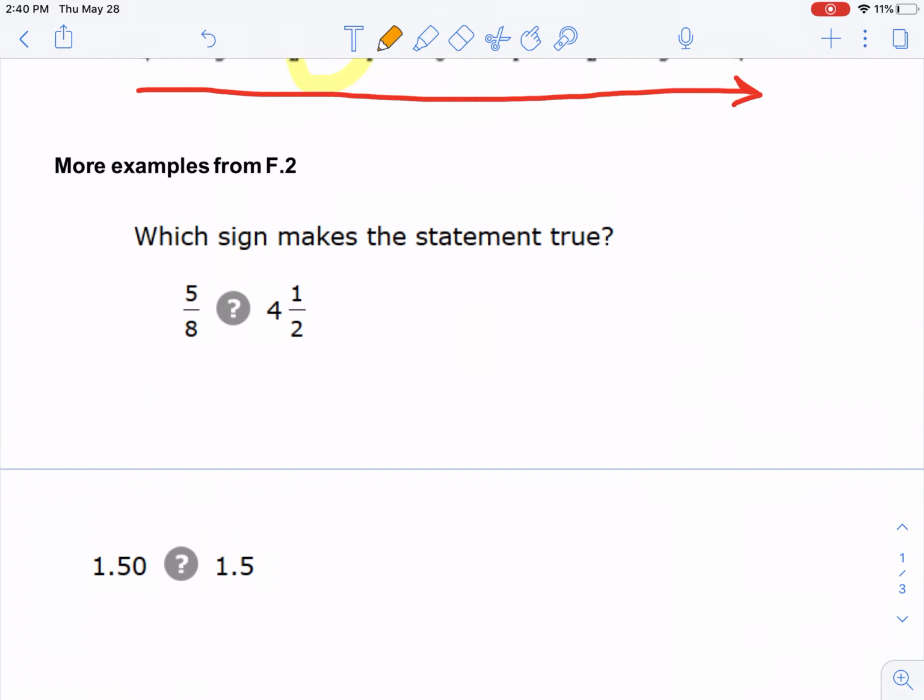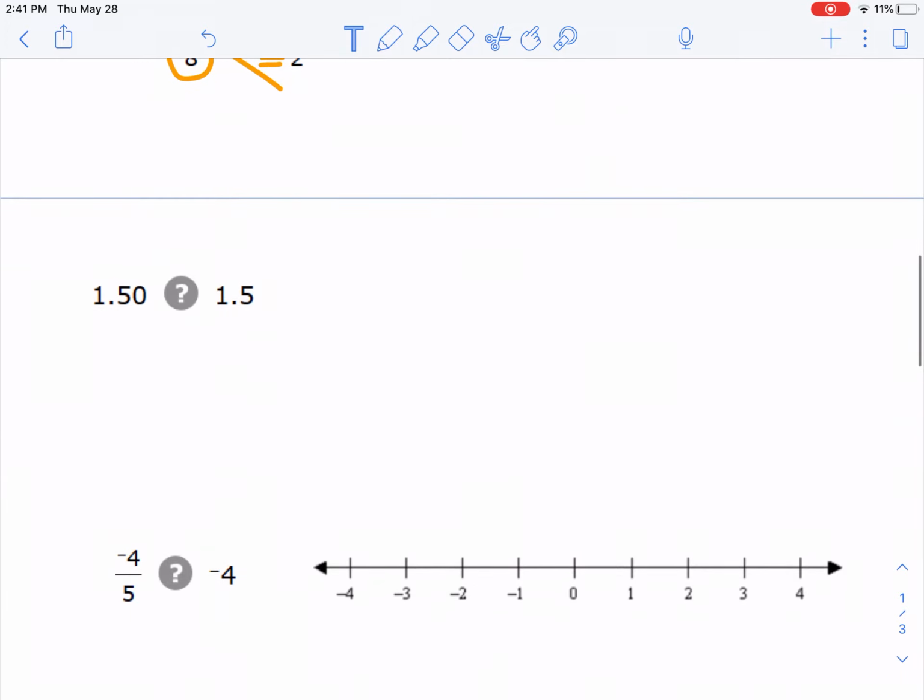I know 5/8 blank 4.5. Well, this is a mixed number, all right? 5/8 is smaller than 1, so I know that automatically 4.5 is larger. It's going to get that symbol because when I'm reading from left to right, 5/8 is less than 4.5. All right, another easy one.